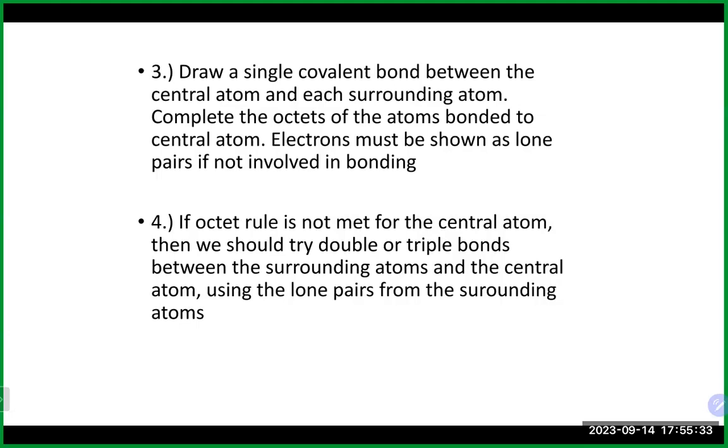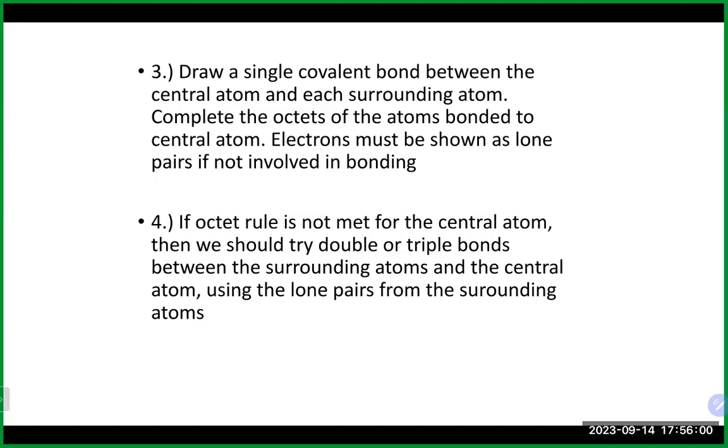Now, once you've filled up all the outside atoms with 8 electrons, if you still have electrons left, then they should go to the center atom, and they should also go on as dots. This is the part of the program where we do not double bond or triple bond right out of the box, just to make it more chemistry-like. So again, don't double bond or triple bond. Start with single bonds, distribute all the electrons on the outside first, and then work your way in.